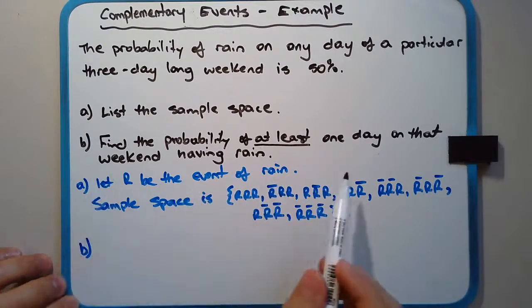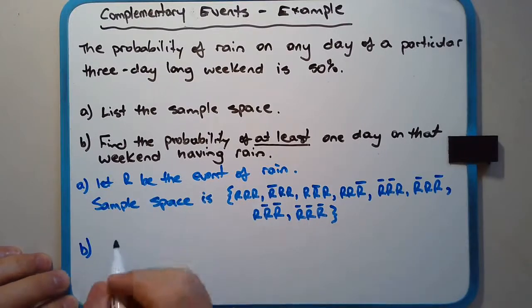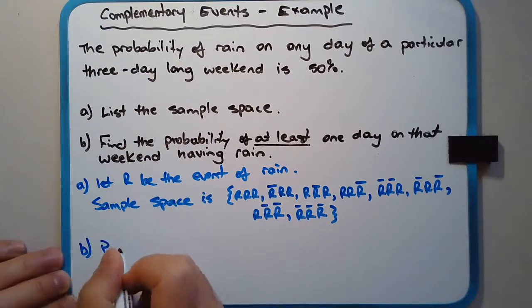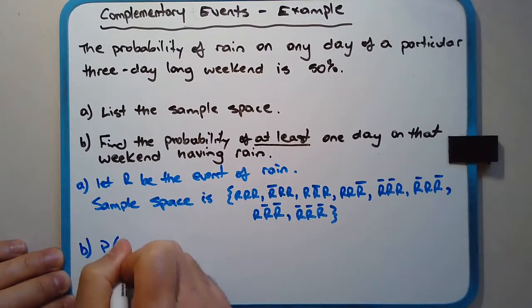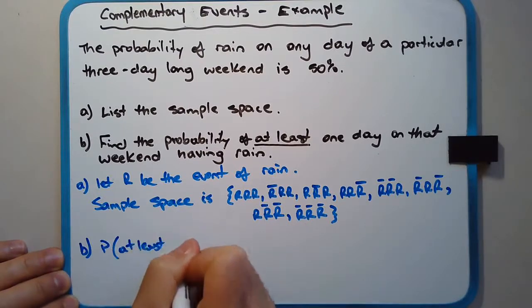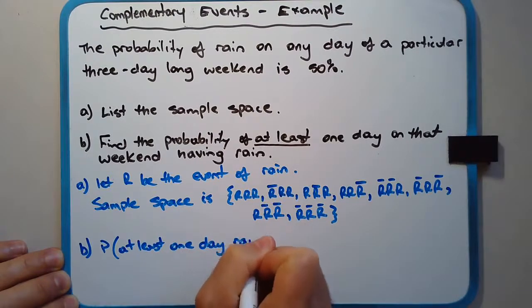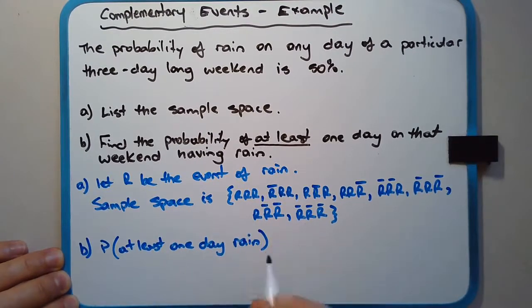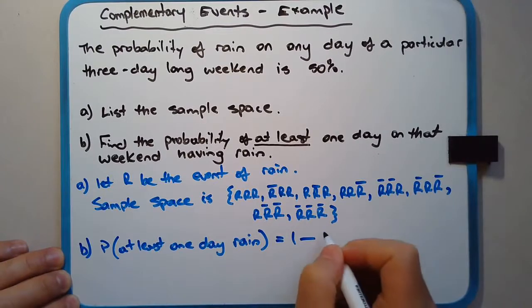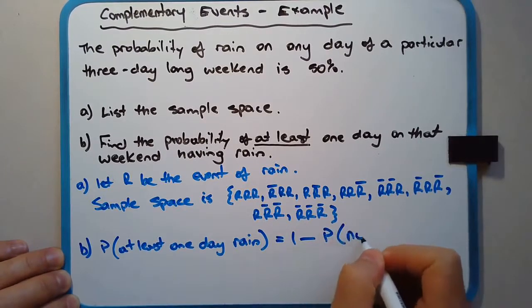Find the probability of at least one day on that weekend having rain. So the probability of at least one day of rain is really just 1 minus the complement, or the opposite of at least one day of rain. So probability of no rain.